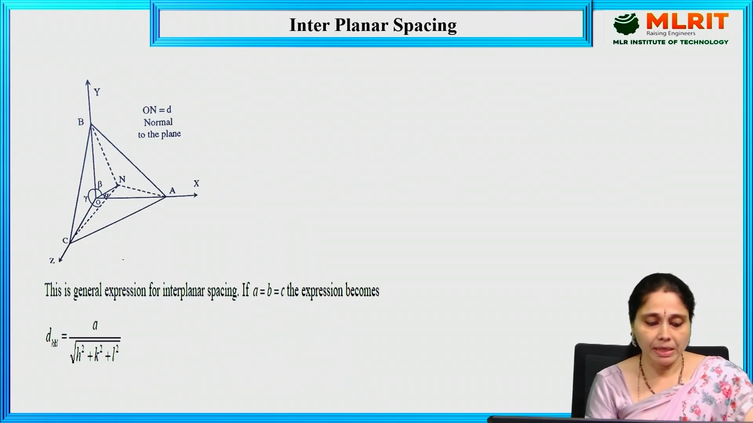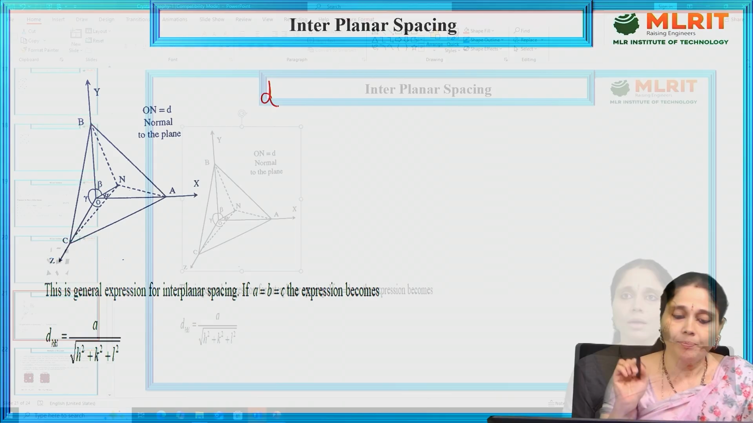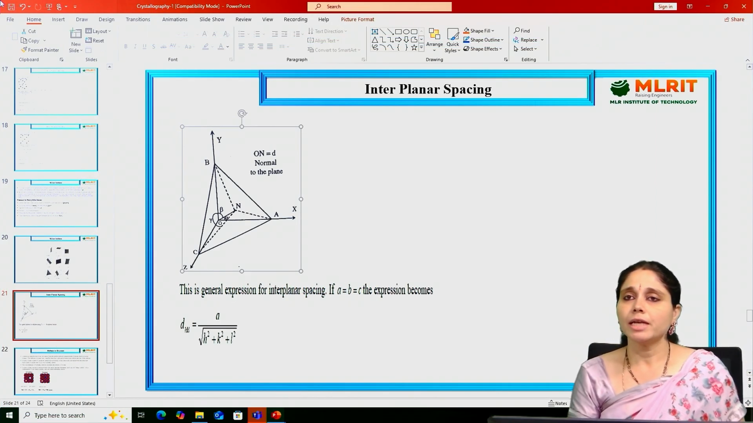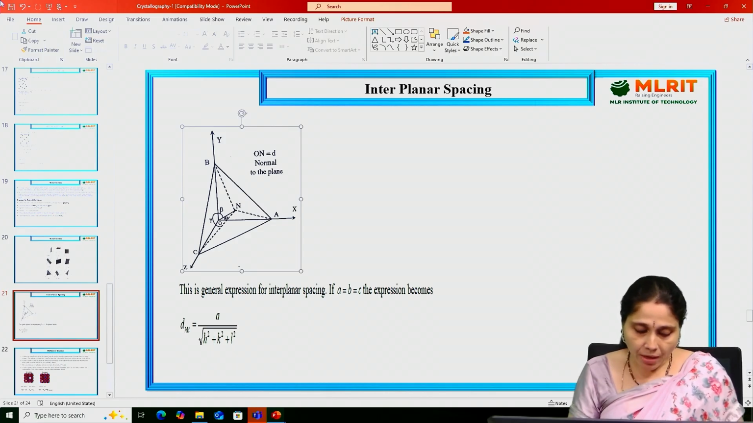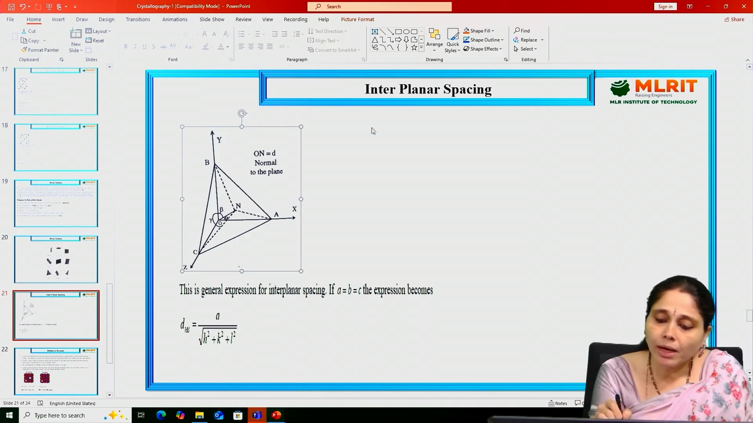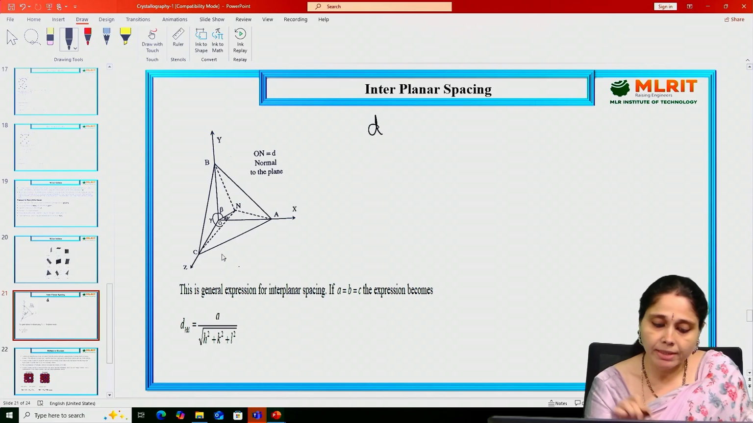So, interplanar spacing is represented with a D. Now, let us derive the interplanar spacing D. We need to calculate D. So, how can we calculate D? The D can be calculated by using the diagram over here.